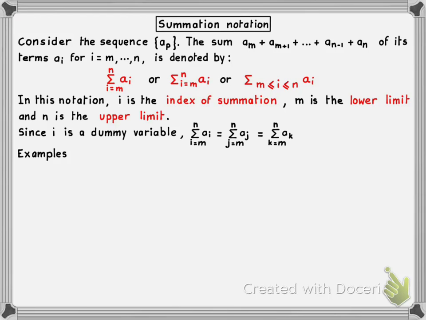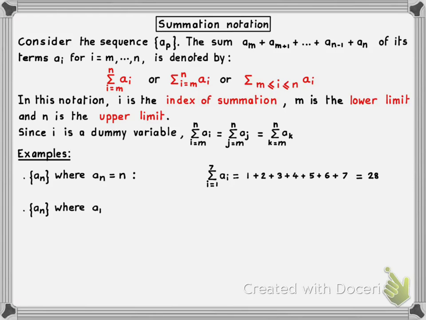Now, let's look at some examples of sums. Let's say the sequence A sub n is defined as follows. So what is the value of the sum for I equals 1 to 7 of A sub I? Well, it's going to be A sub 1 plus A sub 2 plus dot dot dot plus A sub 7. And since A sub I is equal to I, this is really the sum of the first 7 positive integers from 1 to 7. So the final answer is 28.